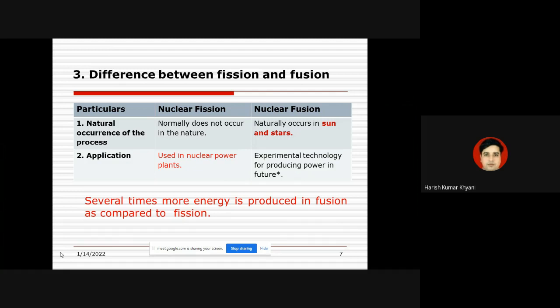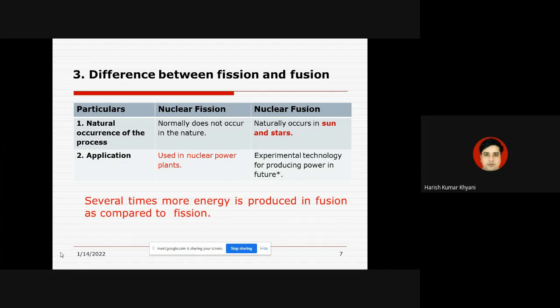because for nuclear fusion there are certain issues. Up to recent time it is an experimental technology, and at lab level we are producing the energy, right? One more important point you can note down: in case of nuclear fusion, more energy is produced as compared to fission, right? So please take a note of that.